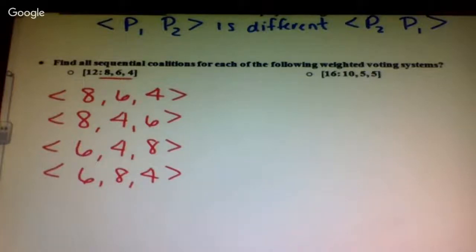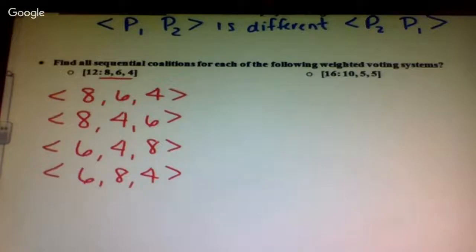Okay. I've got 6 different ways to order these 3 people. I can put Natroya, Trey, and Alexis. Or I can switch these 2, and Natroya can go first, then Alexis, then Trey. Or I can switch these 2 around. There's 6 different ways to order these people, and it's different every time. That's what we're searching for: all the different ways to order these 3 people in a sequential coalition. Does that make a little bit more sense, Trey?